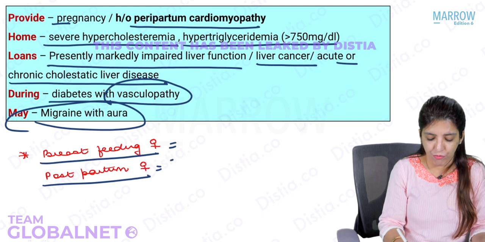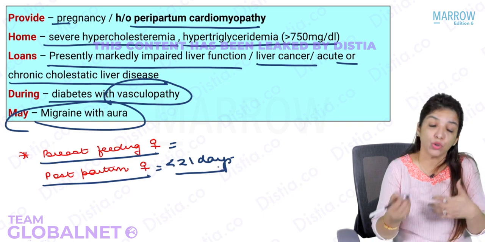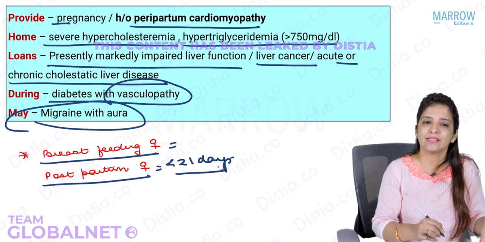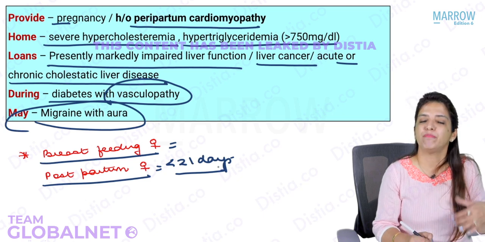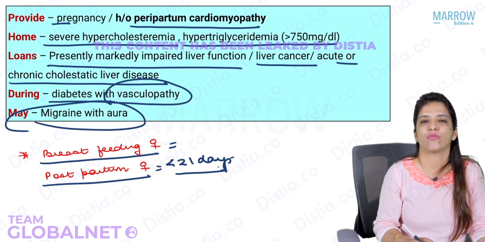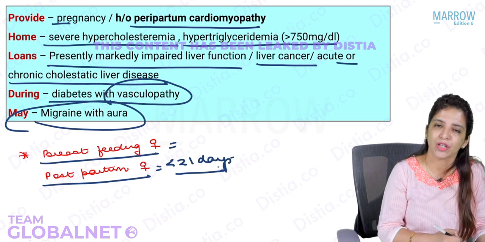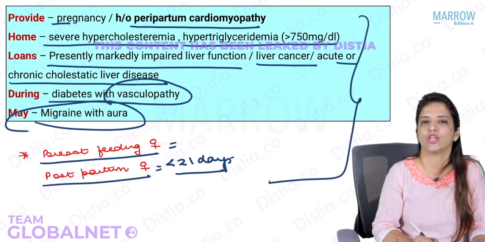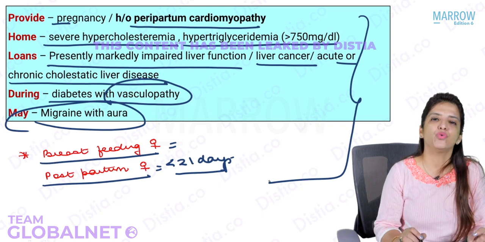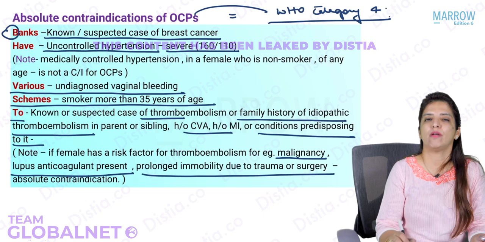And in postpartum females for less than 21 days, it is an absolute contraindication, because in postpartum females, even though they might not be breastfeeding, at less than 21 days, it's an absolute contraindication. Why? Because in postpartum females, the levels of clotting factors are still high and it can predispose to thromboembolism. So these are all absolute contraindications for use of oral combined pills, which you can remember with the help of a mnemonic.